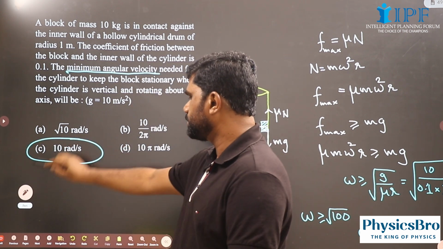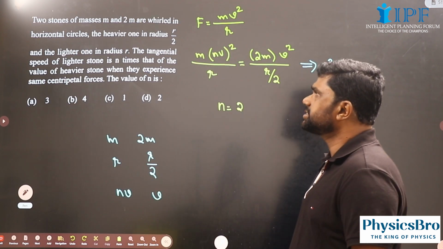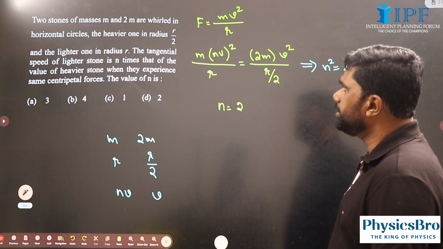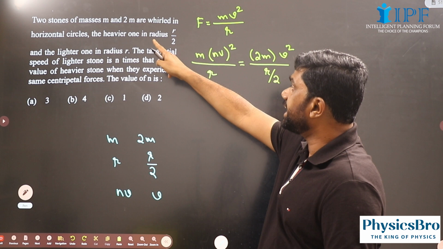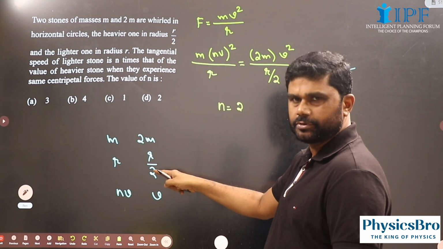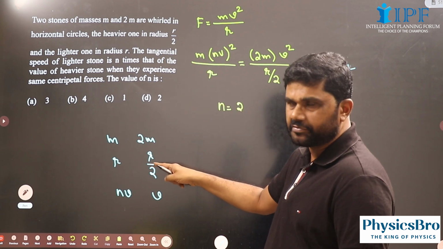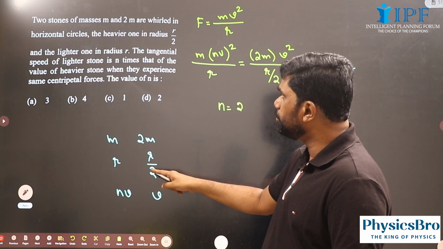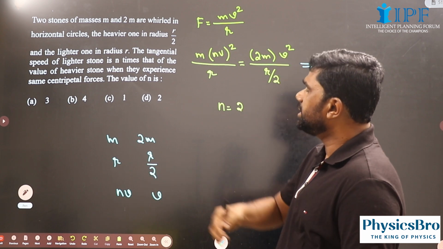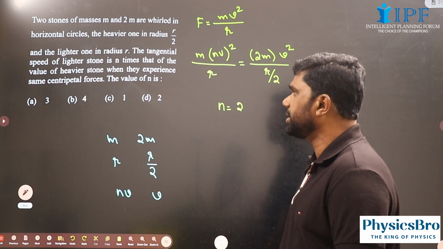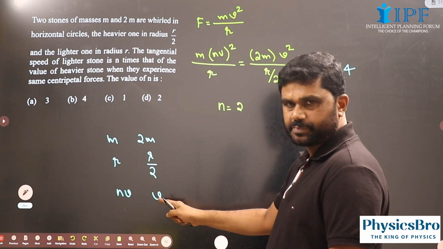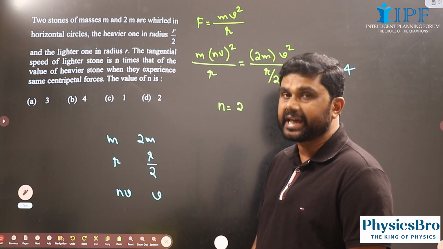10 radians per second. Now next, two stones of masses m and 2m. Okay, m and 2m we have. Whirled in vertical circles, the heavier one in radius r by 2, means 2m is moving in a circle of radius r by 2, while m is moving in a circle of radius r, right? The tangential speed of lighter stone is n times that of the heavier stone. This is moving with a speed v, while this is moving with a speed nv.